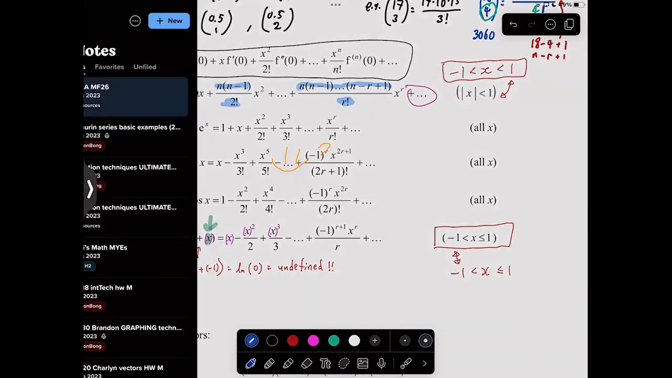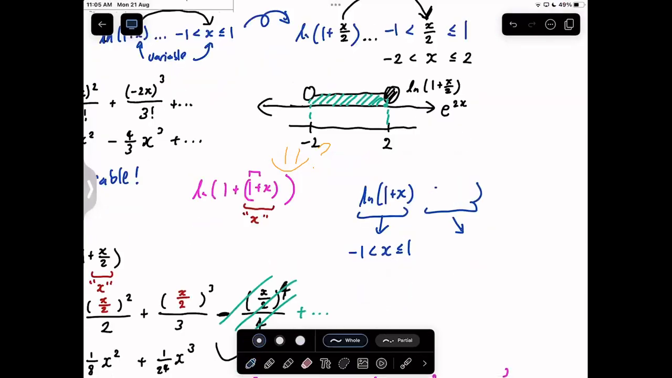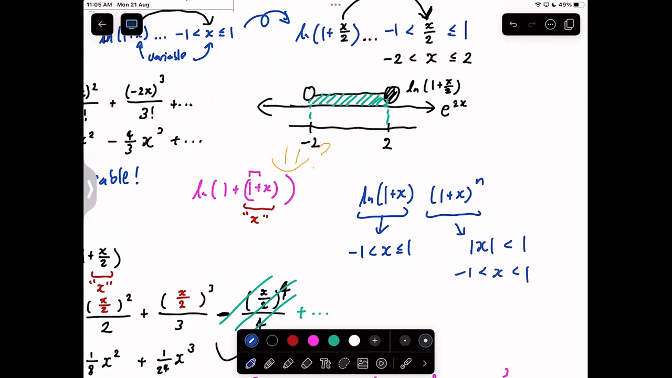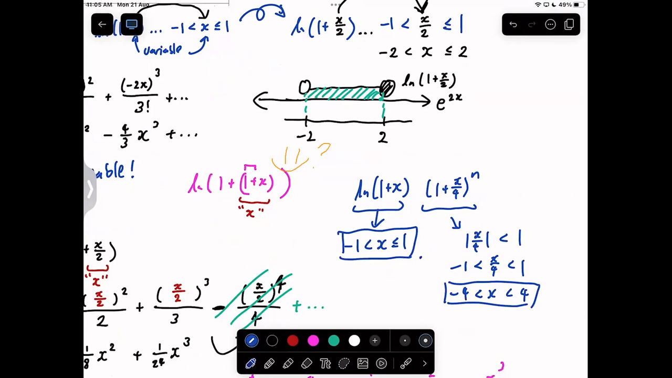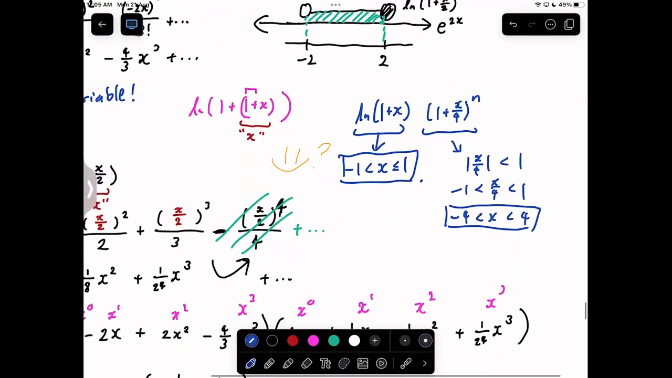(1 plus x) power n. If I give you another (1 plus x) power n, you just have to use the formula. But this one, the restriction is modulus x less than 1. In other words, -1 less than x less than 1. Right? Then in this case, let's just play around. I don't use x, I use x over 4. Then if I multiply throughout by 4, I get -4 less than x less than 4. Do you see that? Two ranges of values of x are allowed. So without expanding, you can find this out.